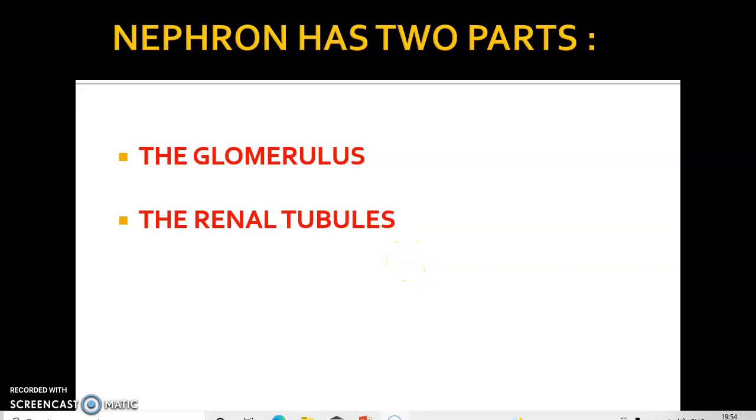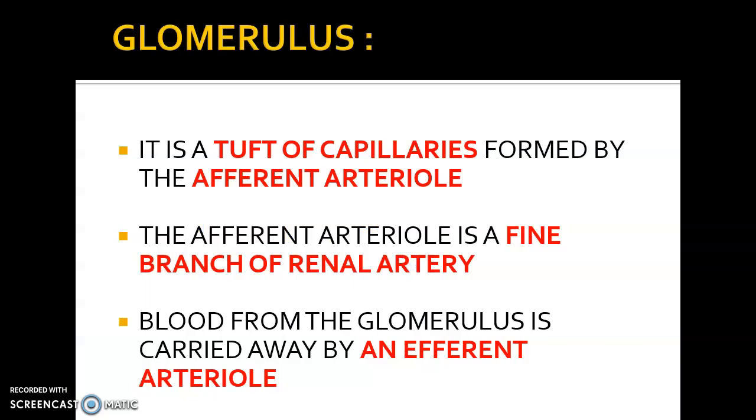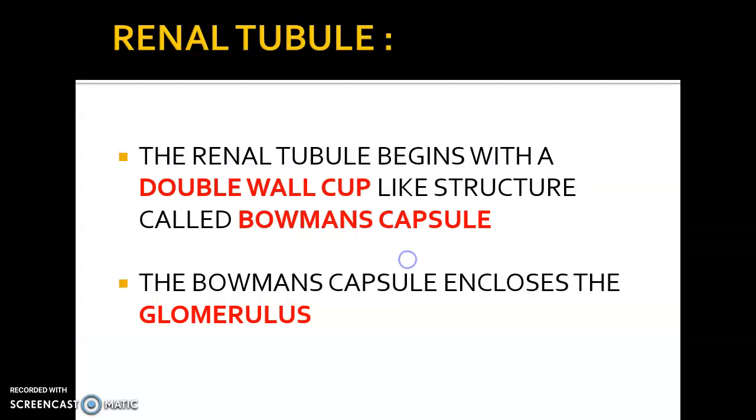So we know that the nephron has two parts, the glomerulus and the renal tubule. The glomerulus is nothing but the afferent arteriole, and the renal tubule consists of the Bowman's capsule, the PCT, the Henle's loop, as well as the distal convoluted tubule. So we have already discussed the glomerulus. So let's begin discussing the renal tubule.